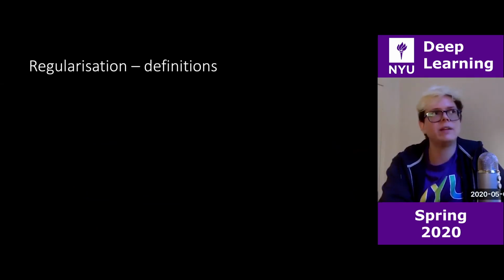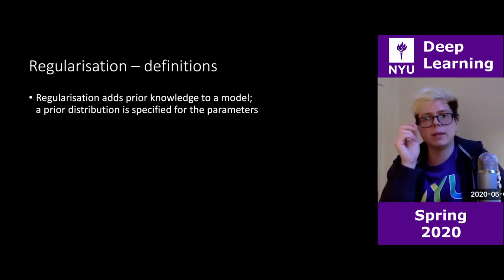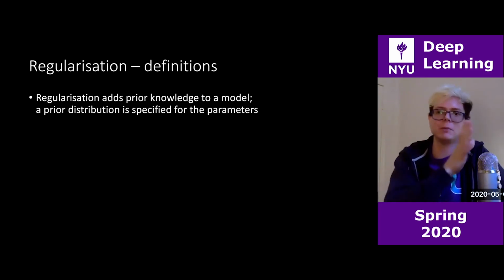They are not quite equivalent, but in deep learning, that's what we use. So here we go. The regularization adds prior knowledge to a model. A prior distribution is specified for the parameters. So we expect these parameters to be coming from a specific distribution, from a specific generating process, okay? And then whenever we think about regularization, we can think about strongly assuming that these parameters should be coming from this specific process that generates them. Okay, so this is talking about parameter space.